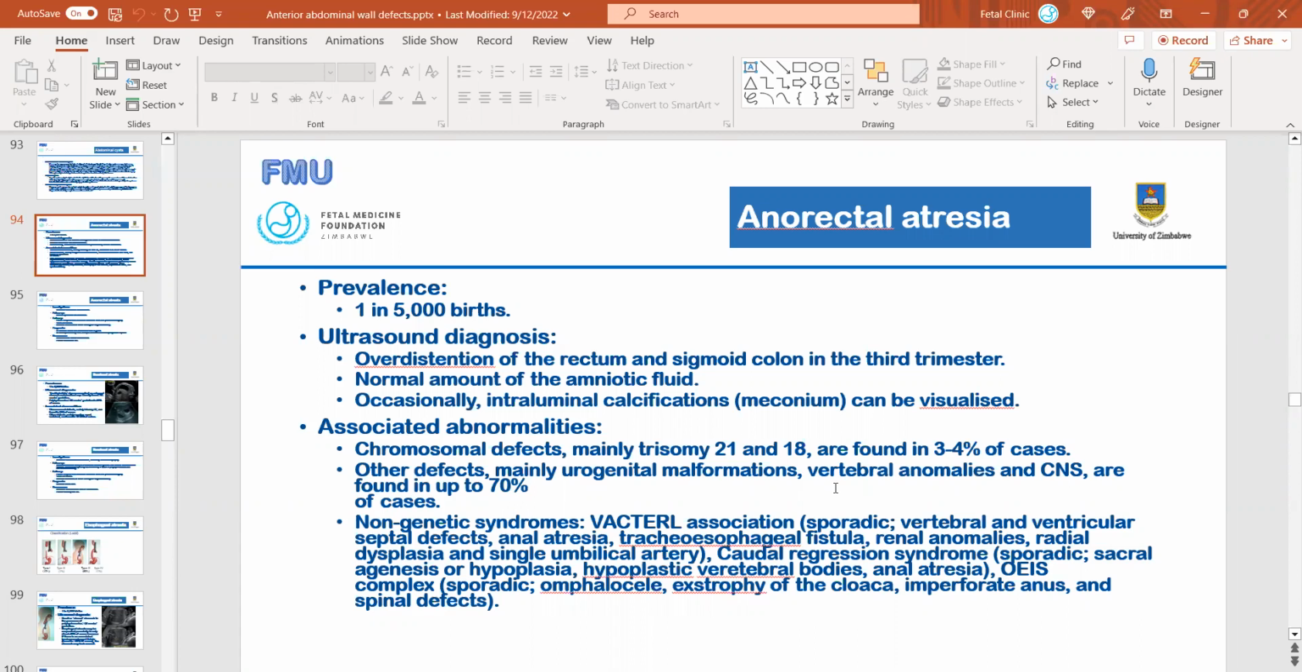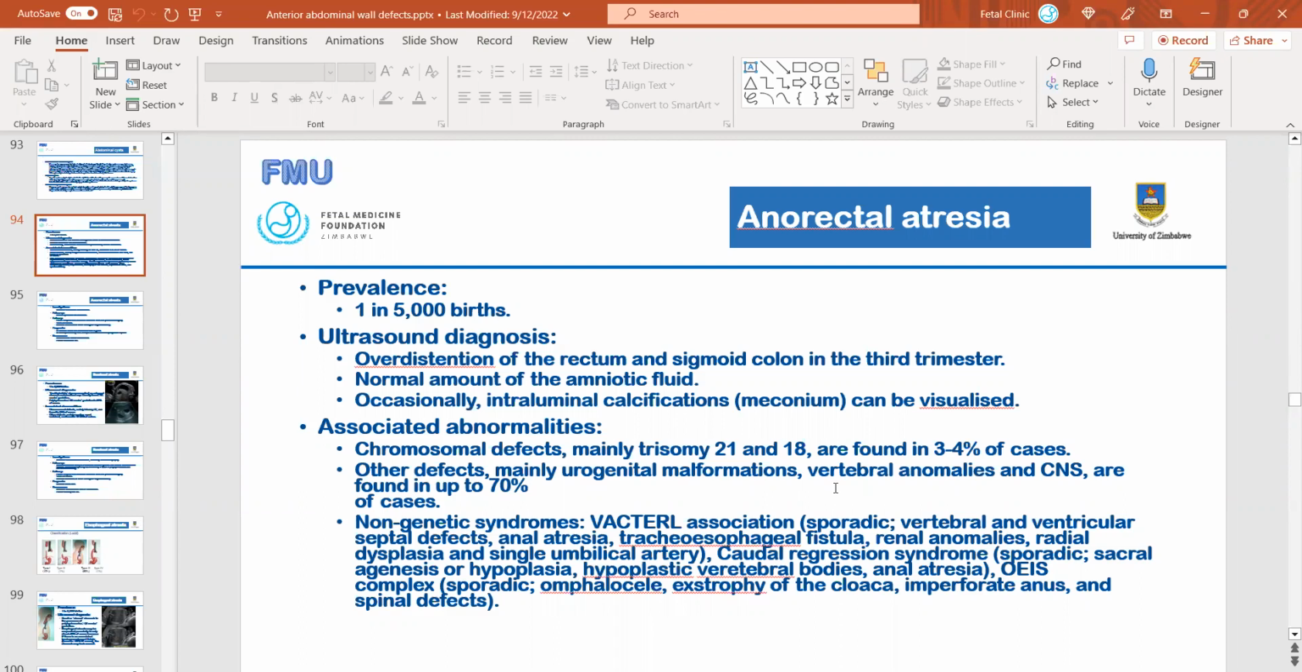So always be aware of this word VACTERL because you're going to meet it more often as you do more in fetal medicine. VACTERL means we're talking of vertebral and ventricular septal defects, atresia, tracheoesophageal fistula, renal anomalies, and radial dysplasia. Then we can also have an association with caudal regression syndrome, with this sporadic sacral agenesis or hypoplasia and hypoplastic vertebral bodies or atresia.